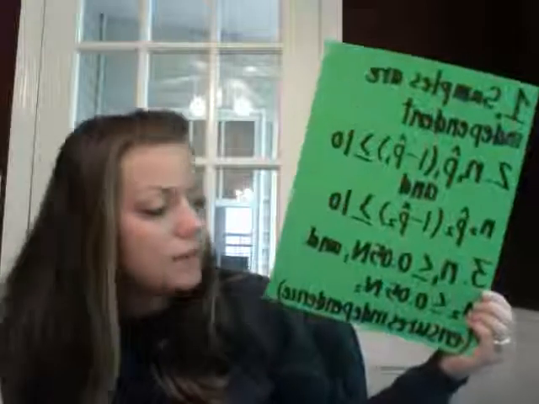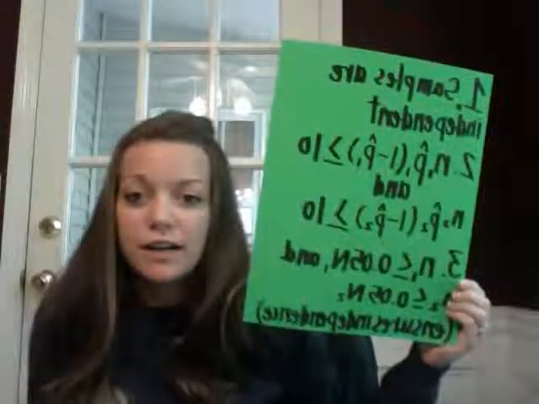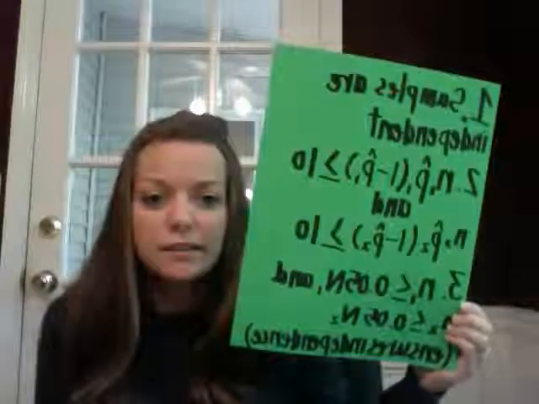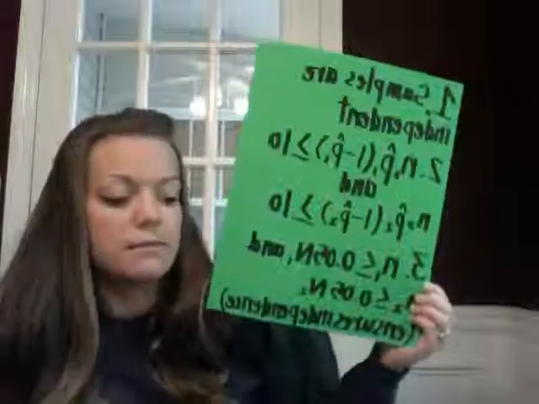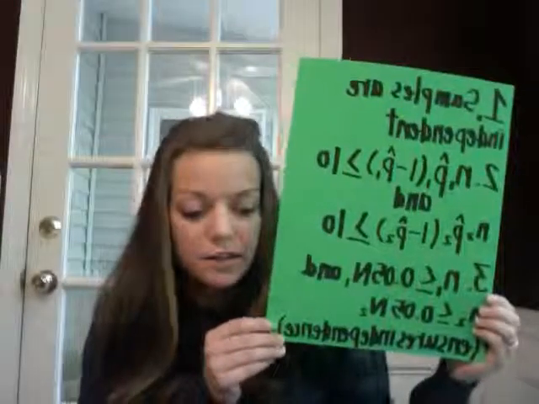Number 3, n1 must be less than or equal to 0.05 of N1. Once again, you must test each population. Number 3 also ensures independence. It means that the sample size is no more than 5% of the population.